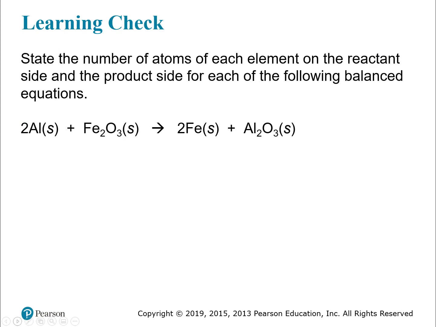So I'm going to give an example of how to balance. Oh no, this one is balanced already. What we need to do is count the number of atoms of each element on the reactant side and the product side. I'm going to set up the table that I use, and then I want you to fill it in.